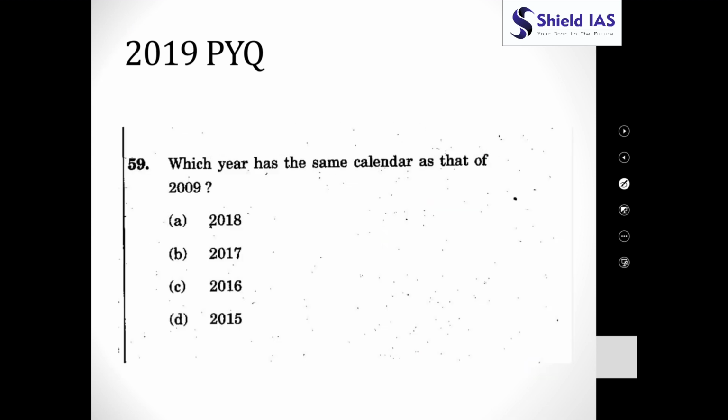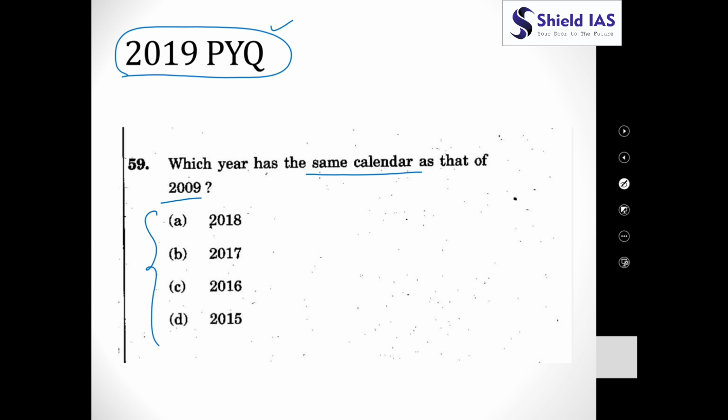Now another question. This is also a PYQ of 2019. What does it say? Which year has the same calendar as that of 2009? So here 4 options are there. We have to check which year has the same calendar. Everyone must have seen a calendar.